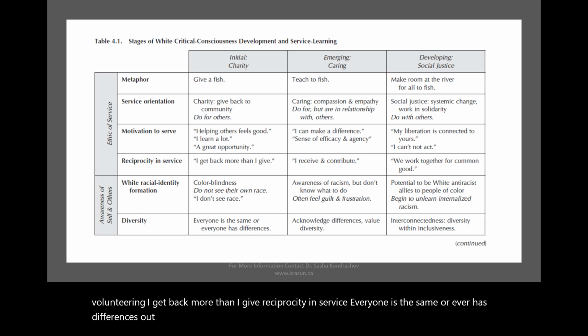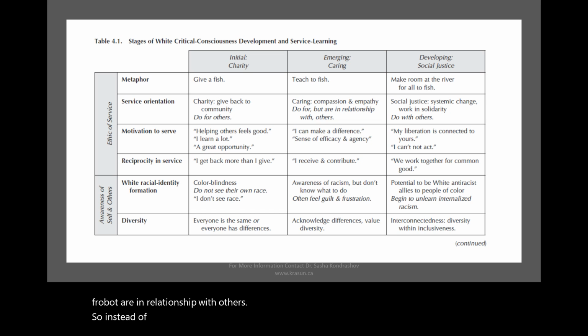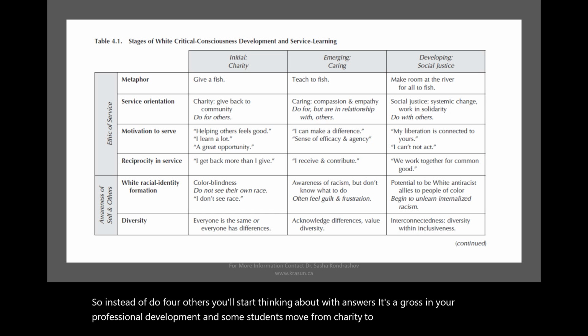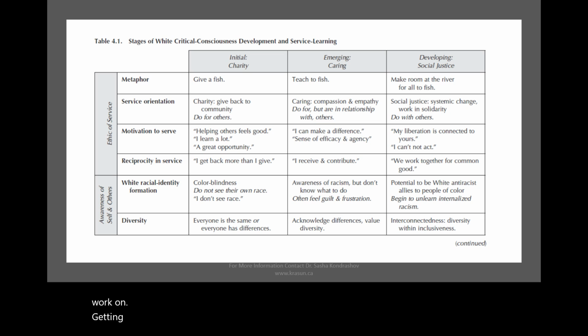When we think about emergent care, we start teaching, we start making sure that people can do things on their own. It's more compassionate and empathetic, doing for, but in relationship with others. So instead of doing for others, you start thinking about with others. It's a growth in your professional development. Some students move from charity to caring faster, others stay on the charity level when they think about social justice. We need to do a little bit more work on getting through the charity lens to caring, and then social justice.